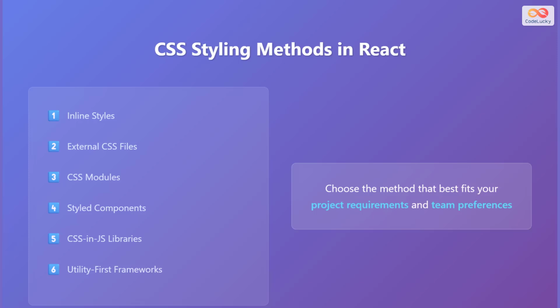In summary, we've explored several methods for cascading style sheet styling in React: inline styles, external cascading style sheets files, cascading style sheets modules, styled components, cascading style sheets in JavaScript libraries, and utility-first frameworks. When choosing a styling method, consider your project requirements and your team preferences.